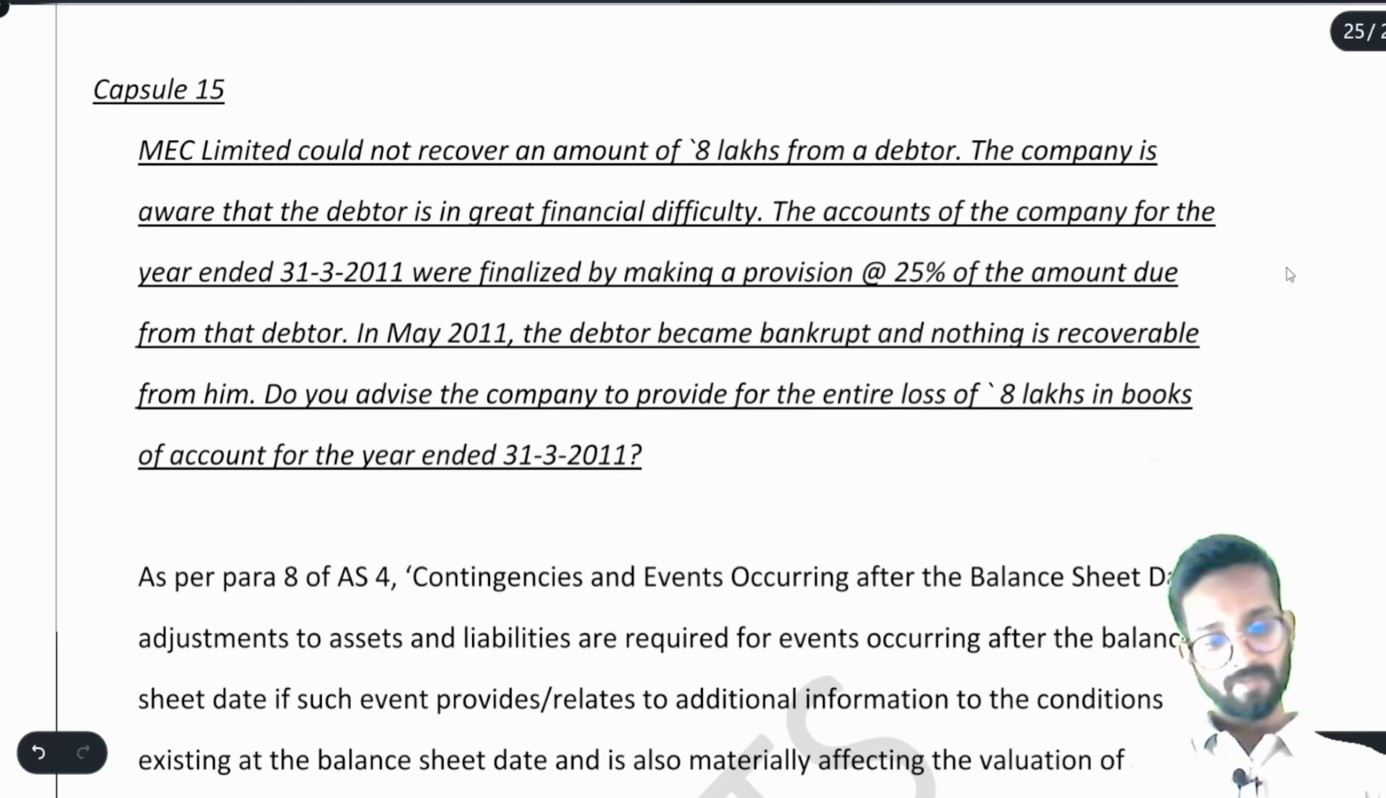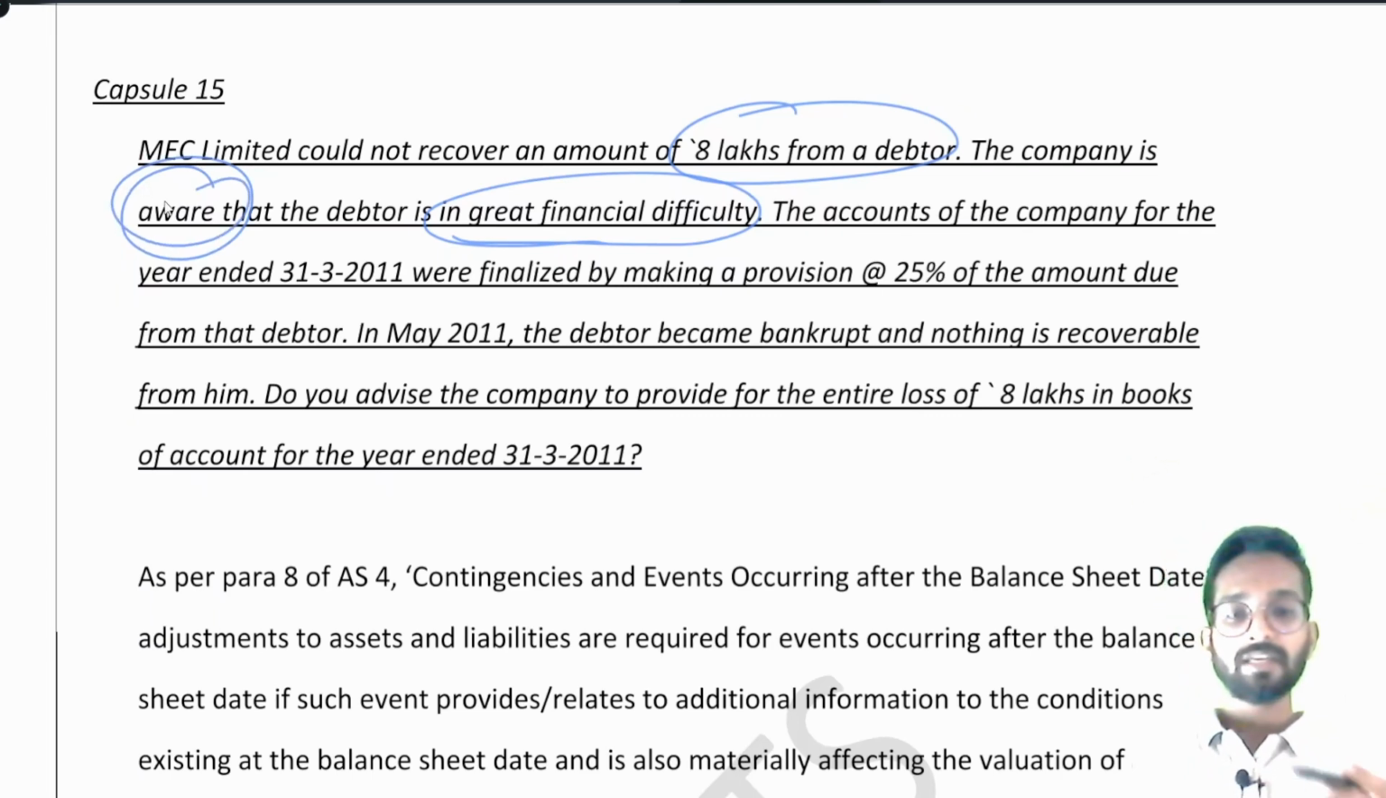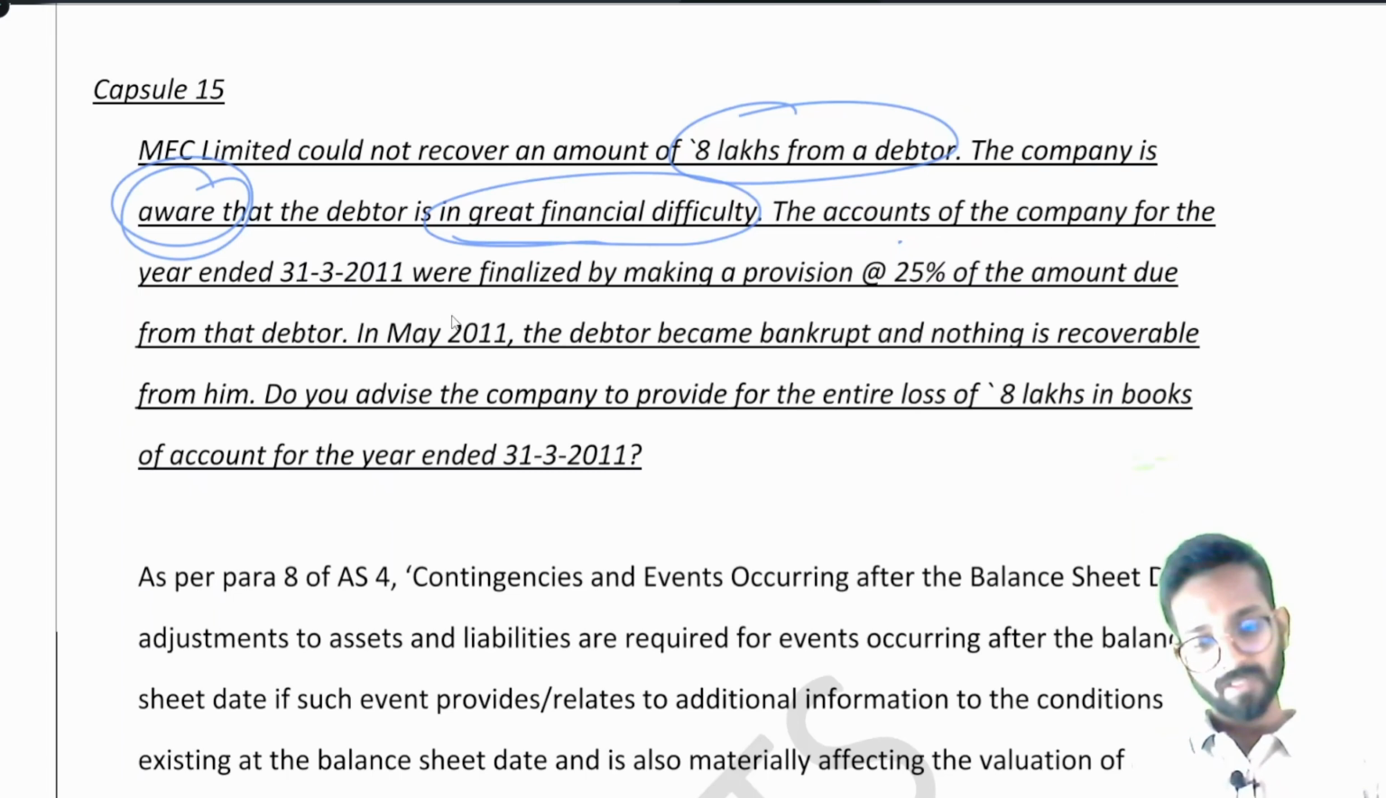The last capsule we have here is 25th. See, MEC Limited could not recover an amount of 8 lakh from the debtor. The company is aware that the debtor is in great financial difficulty. The company is aware of this. It means conditions are already there. Now, the accounts of the company for the year end were finalized by making a provision, but still they are making a provision of 25% only.